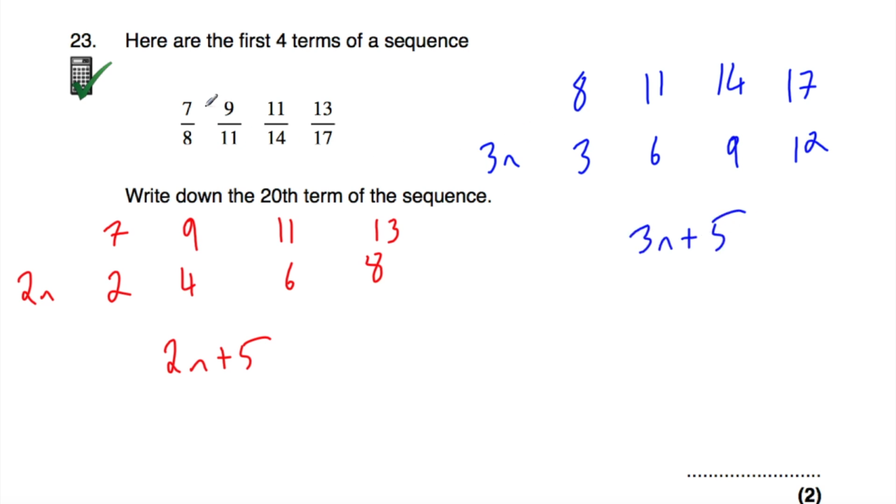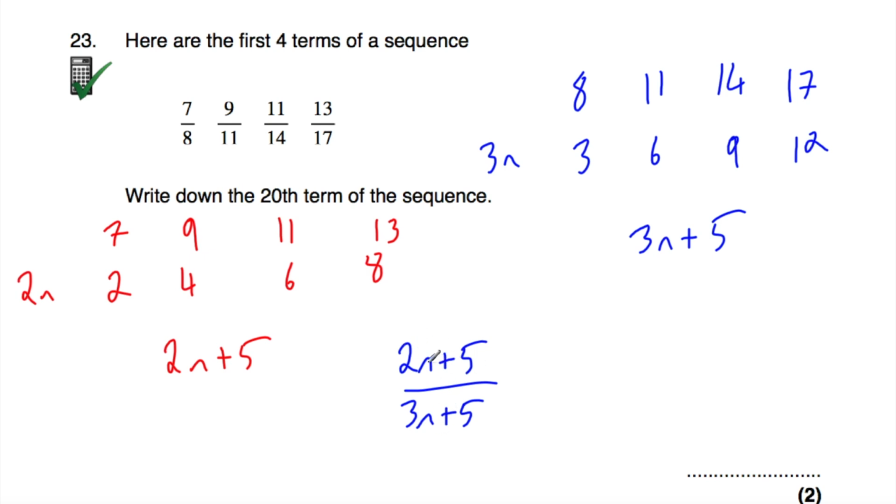So that's fantastic. We found the nth term for the numerators. We found the nth term for the denominators. So now we can just write it as one fraction. So it'll be 2n plus 5, that's the numerator, over the denominator, 3n plus 5. So that's the nth term for the sequence. Now we wanted to find the 20th term. So let's substitute in 20 for the value for n.